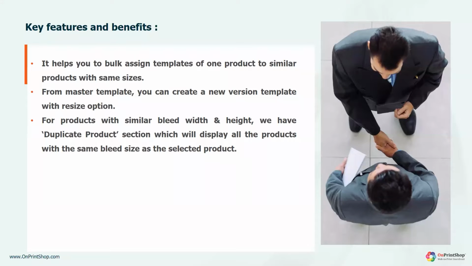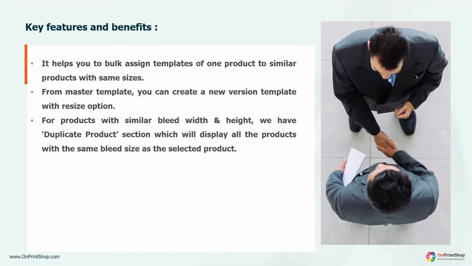Let's talk about key features and benefits. It helps you to bulk assign templates of one product to similar products with the same sizes. From a master template, you can create a new version template with a resize option. For products with similar bleed, width and height, we have a duplicate product section which will display all the products with the same bleed size as the selected product.